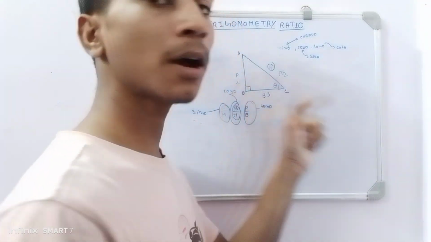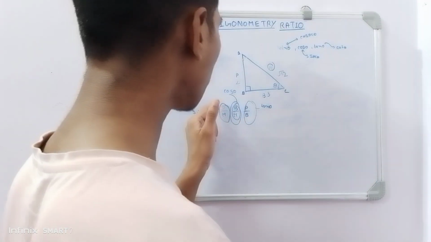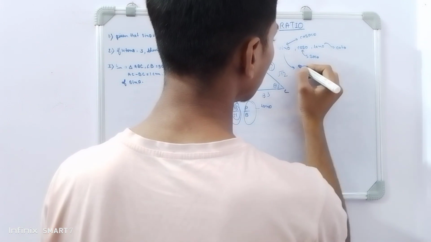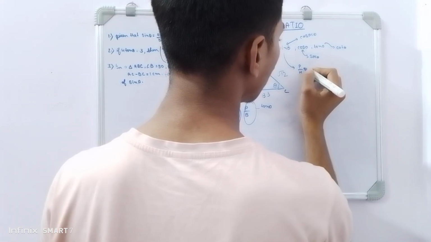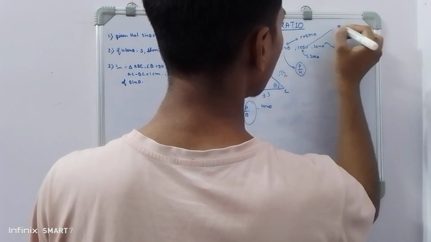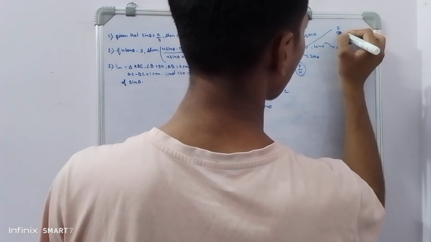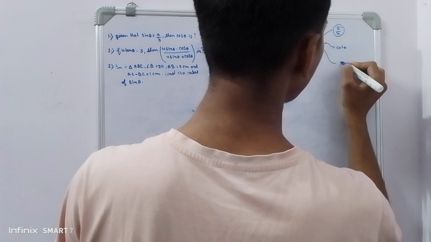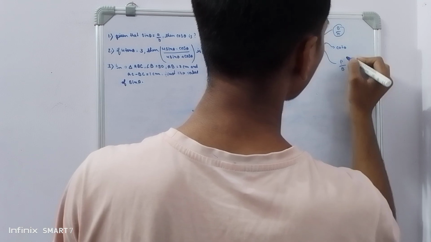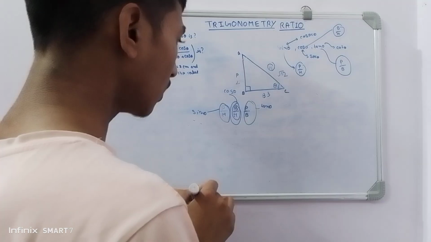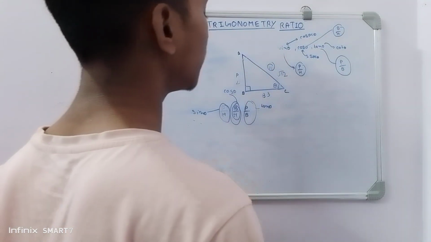When you are dividing the perpendicular by the hypotenuse, we call it sine theta. So p by h is the sine theta. Cos theta means b by h, and tan theta means p by b. So now we have these ratios: sine theta, cos theta, and tan theta.